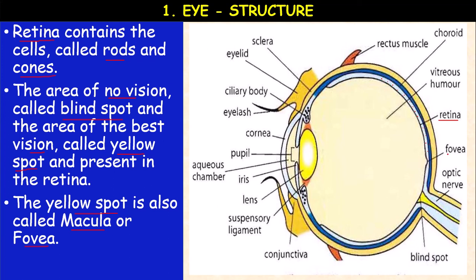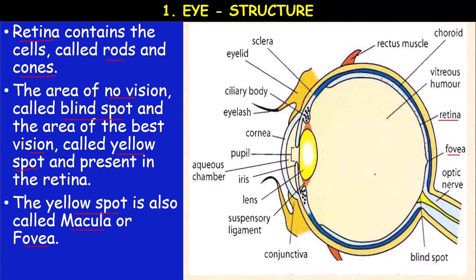Okay, this is the region where more number of rods and cones are present, where the image is best formed. So, this is called the fovea. Fovea is also called yellow spot, or it is also called macula. Okay.